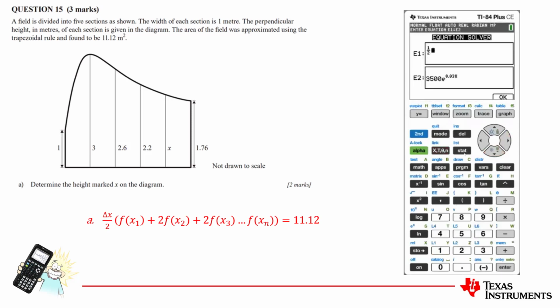From then, I know that the first and the last values, we just have one of those and we add them together. So 1 plus 1.76. Then I've got 2 times the other in-between f of x values there. So I've got 3 plus 2.6 plus 2.2 plus x. And there's my whole trapezoidal rule. I'm going to let that equal the area that was found in the question, so 11.12. I'm going to hit OK.